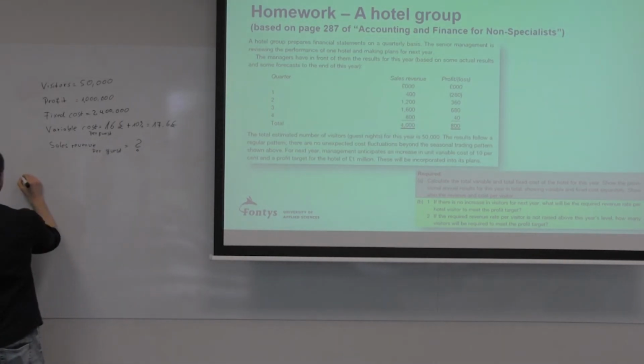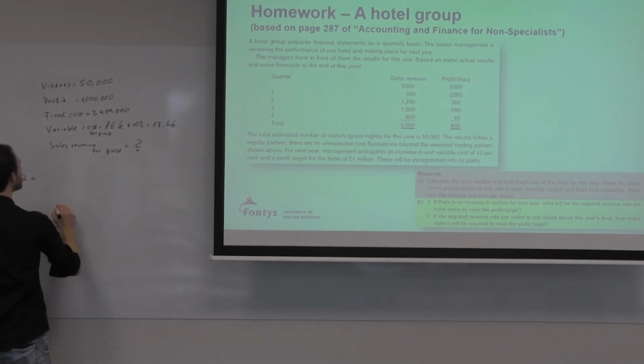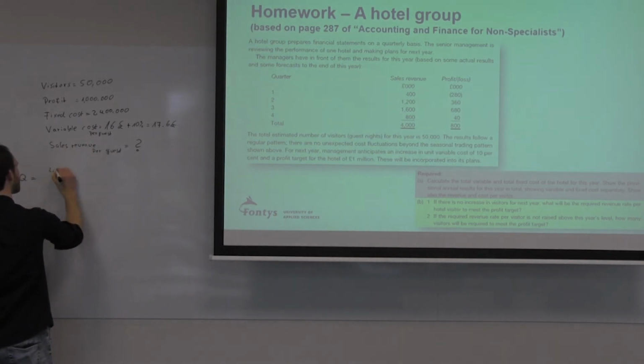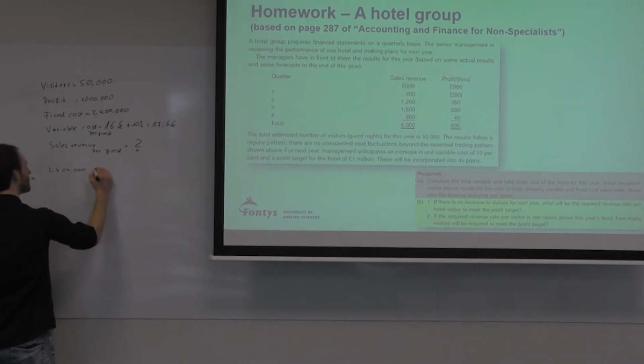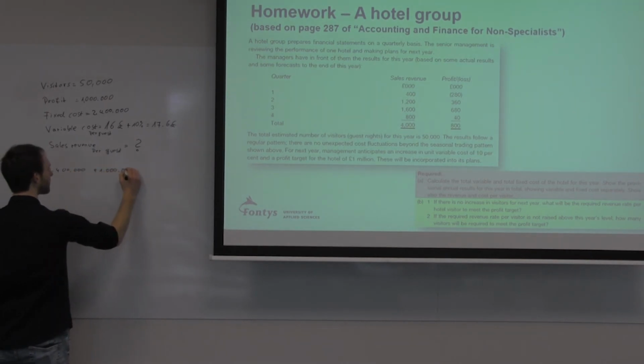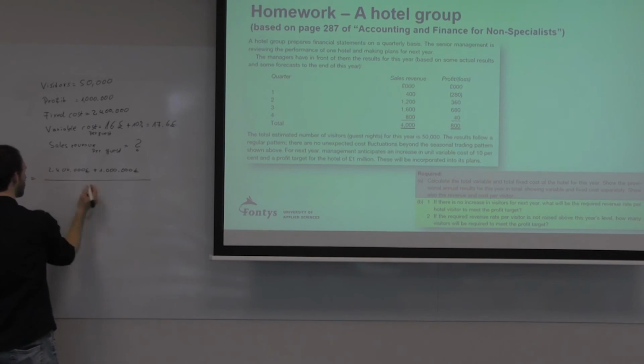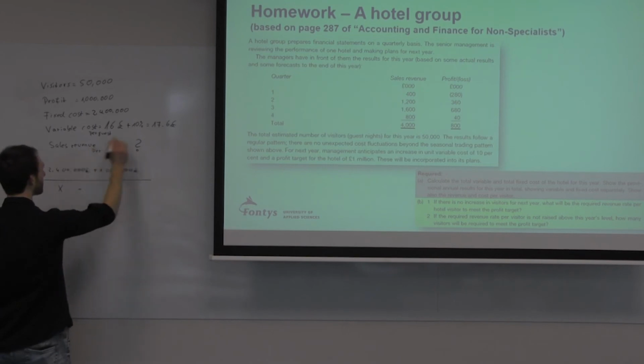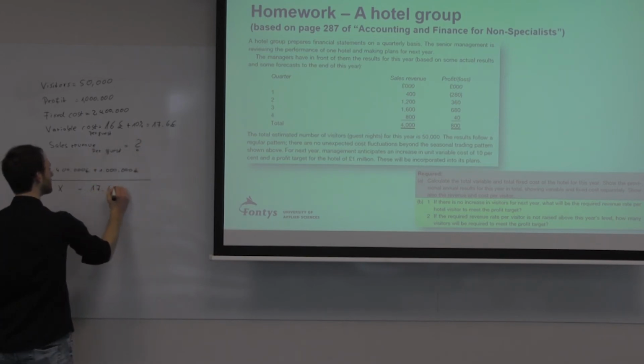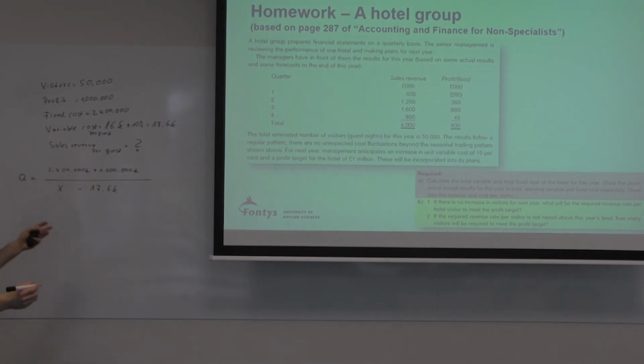So target profit quantity was equal to the fixed cost, so 2.4 million, plus the profit target, which was 1 million, divided by the sales revenue per unit, which is not given, so I just call it X, because this is our variable that we want to find out, minus the variable cost, which is 17.6 pounds. And now the only task that we have is to solve this. And of course, we also know how much the quantity is going to be, because that's the amount of visitors. So that's simply the 50,000 visitors that we have.